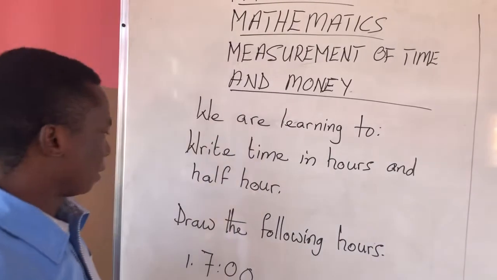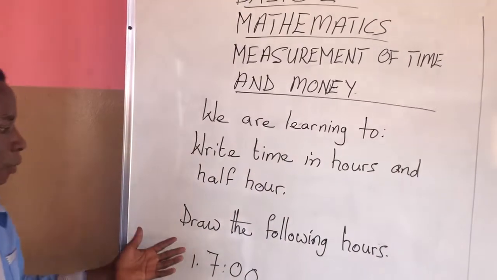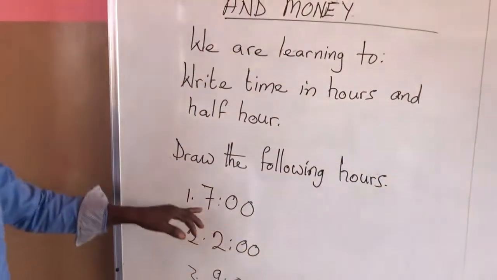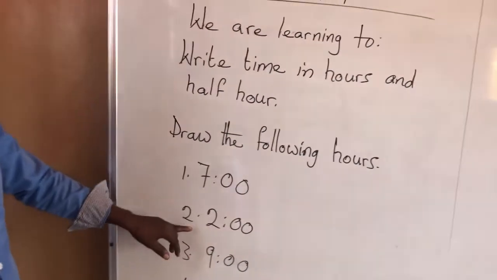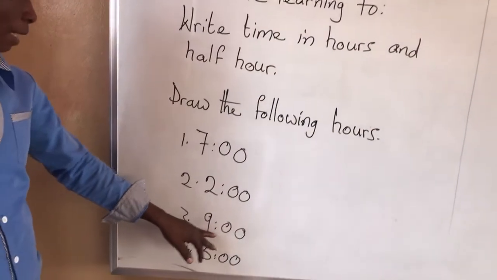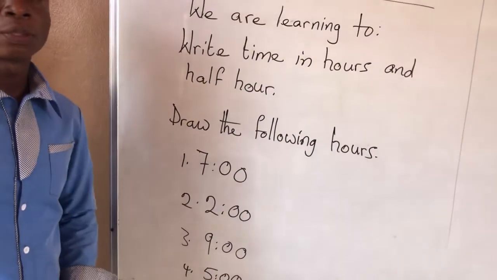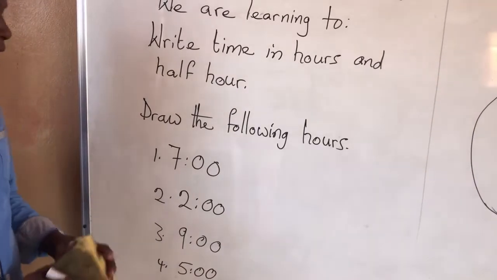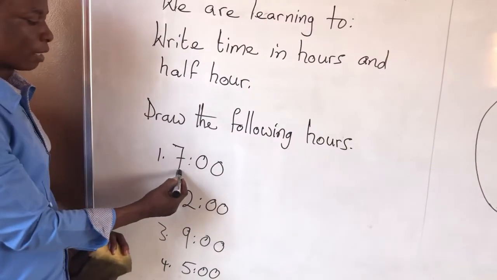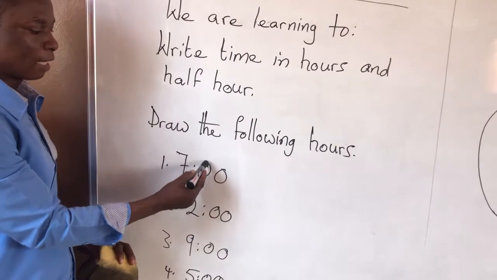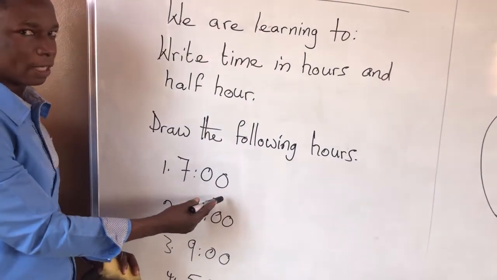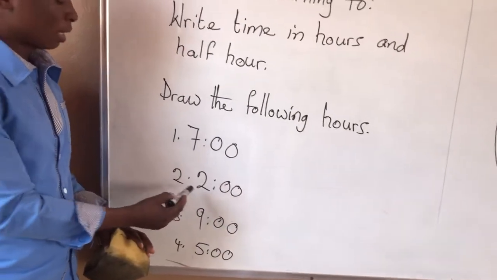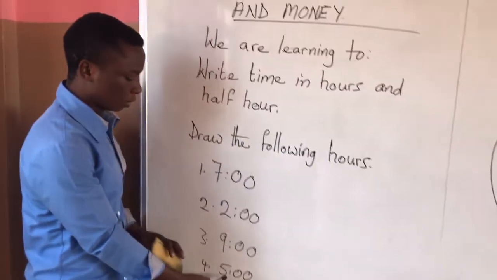All right, let's look at some examples. Draw the following hours: 7 o'clock, 2 o'clock, 9 o'clock, and 5 o'clock. These are all in hours. There is no minute attached. This is 7:00. If there should be any figure written here, it would be 7:10 or 7:30. But this one is 7:00. It is telling you it's 7 o'clock, 2 o'clock, 9 o'clock, 5 o'clock.